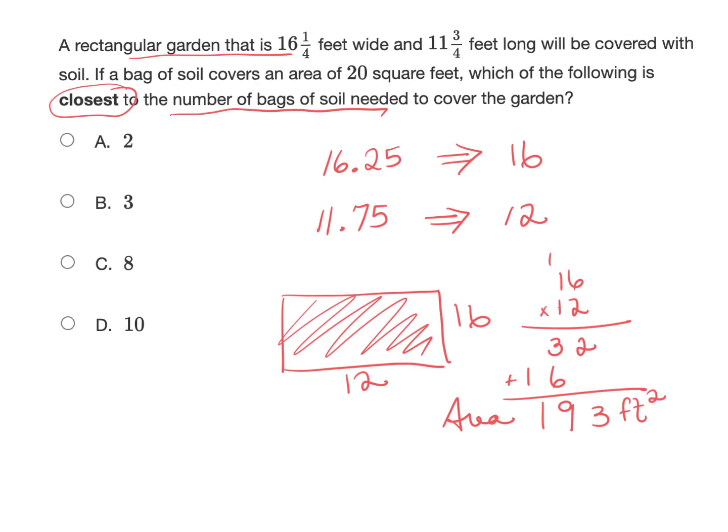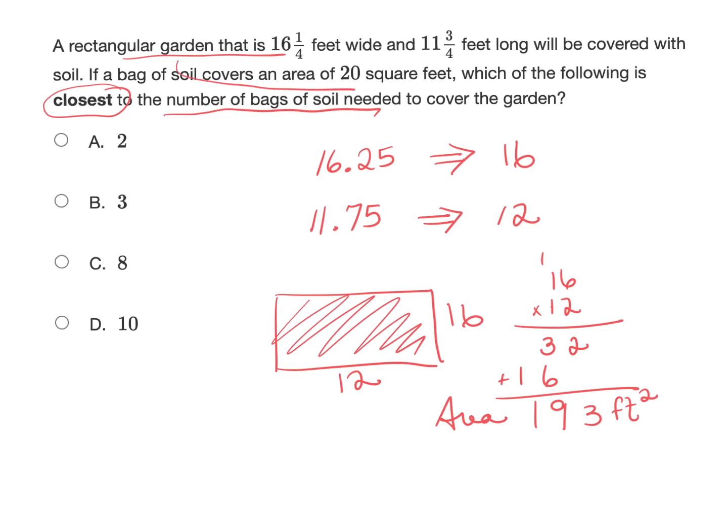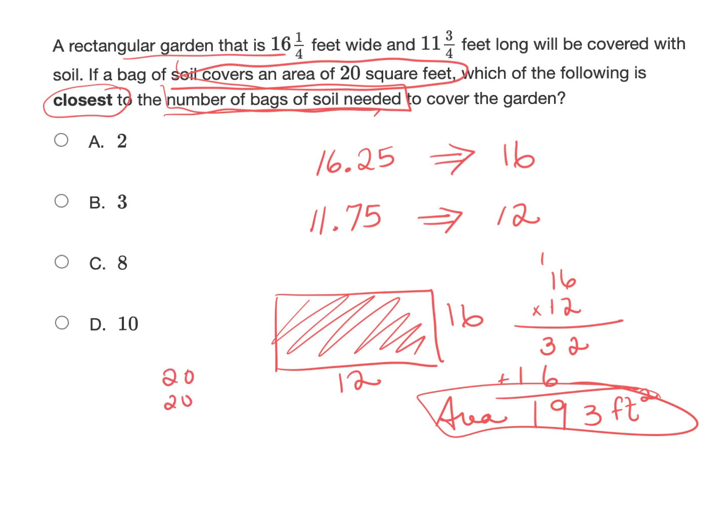Now, it says here a bag of soil covers 20 square feet, and we want to know the number of bags. So if the area I need to cover is 193 feet, how many bags of soil will I need? Well, each bag covers 20. So 2, 4, 6, 8, 10. So 5 bags is 100 feet.